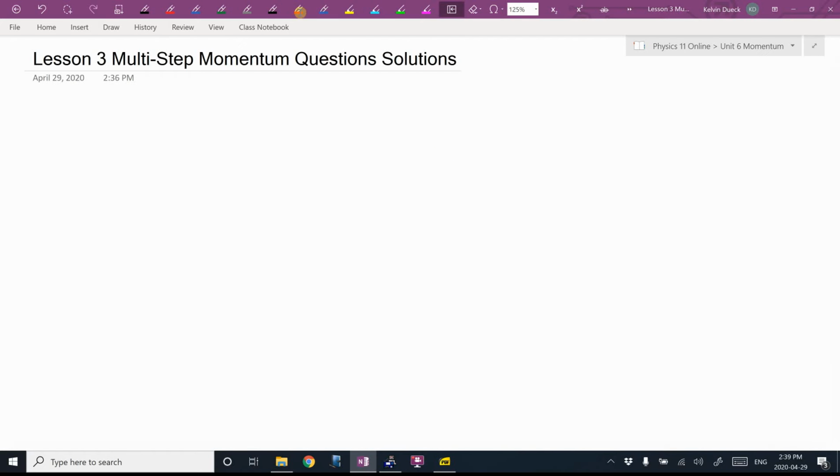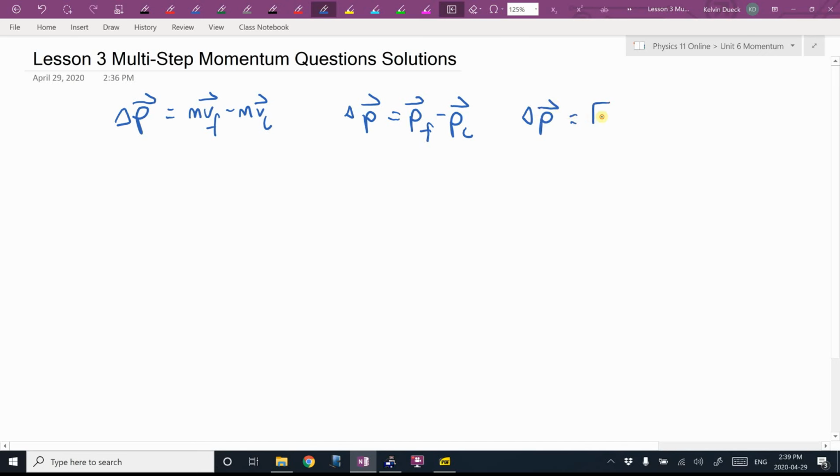Key ideas. We're realizing that we can use the idea that impulse, or change in momentum, can be calculated by going final minus initial if I use mv for momentum. Impulse can be calculated by just going the final momentum minus the initial momentum if I happen to know them. And change in momentum or impulse can be calculated by going force times time. And again, I'm being careful with my vector notation. I'm putting the arrows in because you'll notice in the homework there were some changes in direction.